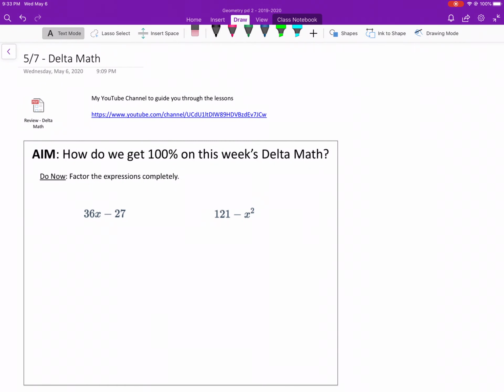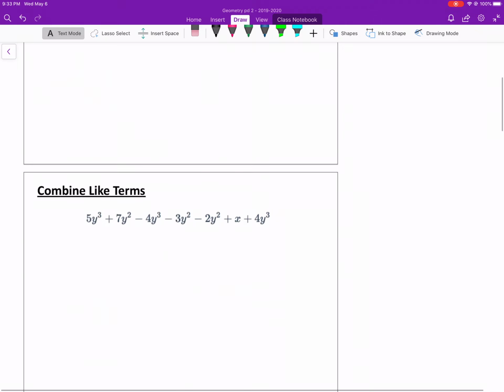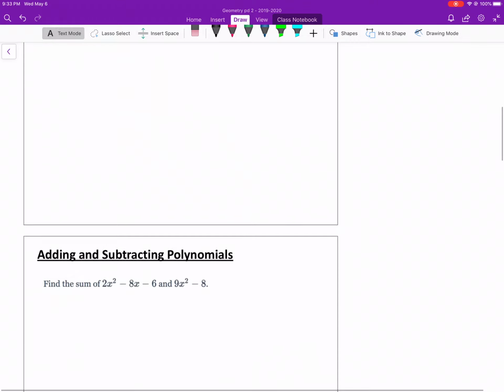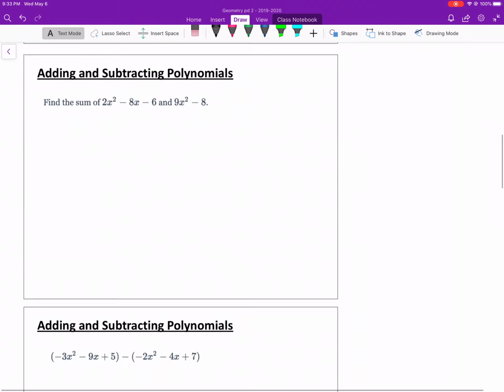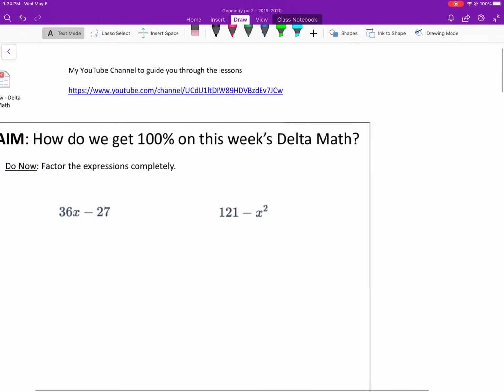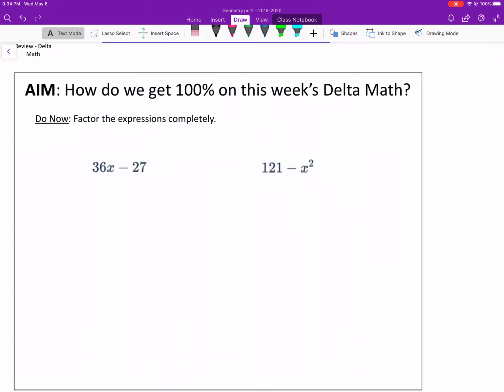Delta Math, we're really just going to take a look at a bunch of review questions. Make sure that you get 100% on this week's Delta Math that is due tonight at 8 o'clock. Questions are copy and pasted directly from Delta Math, all these new skills. If you had any questions on any of them, you can see me go through a few with you. The first couple deal with GCF, factoring, and dots.